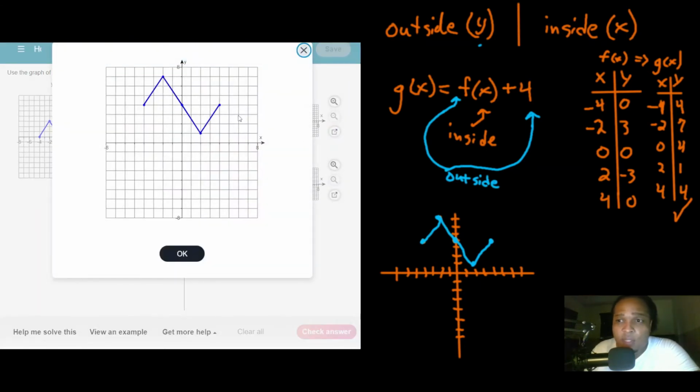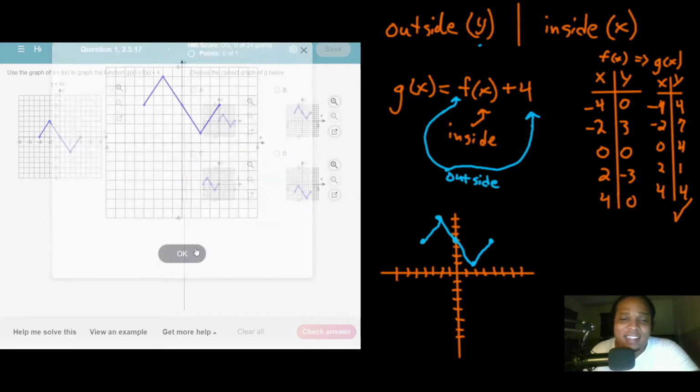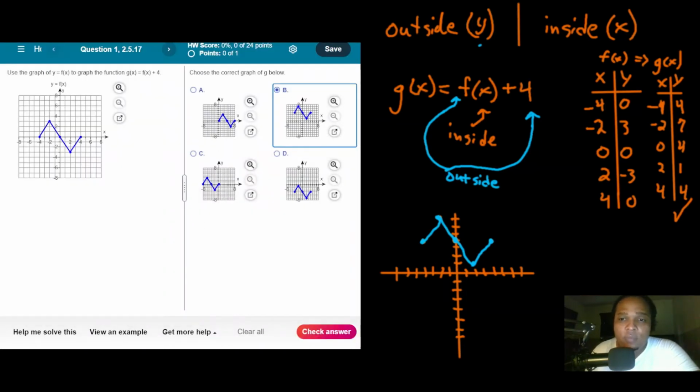All right. Do we have -4, 4? So 1, 2, 3, 4. Yep. There it is right there. Do we have -2, 7? There it is. -2. So 1, 2 up 7. Yep. Do we have 0, 4? Got it. Do we have 2, 1? Got it. Do we have 4, 4? Got it. This is it. This answer is B.